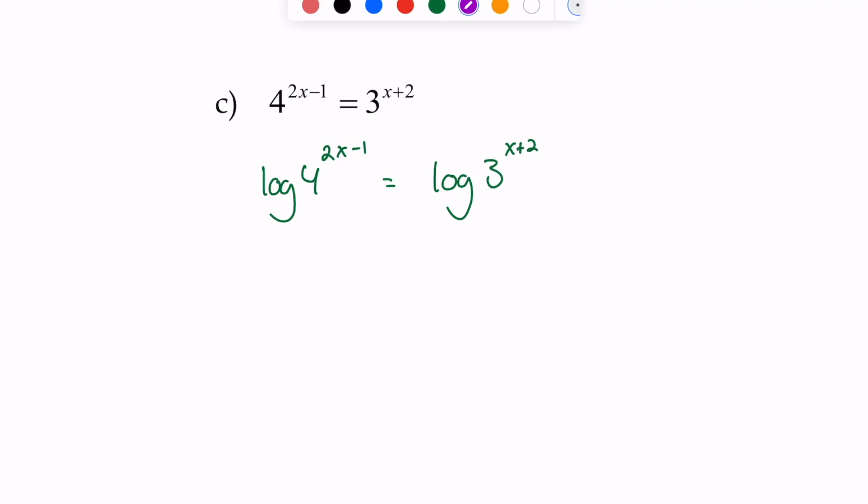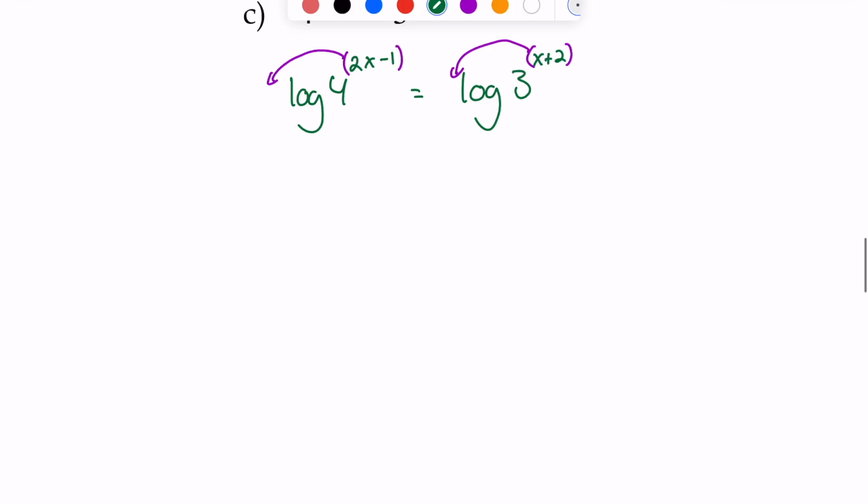Now we can take these exponents, put them down in front, so both are binomials. So again, make sure you're using your brackets. So that would be 2x minus 1 times log 4 equaling x plus 2 times log 3. So same thing you did before.